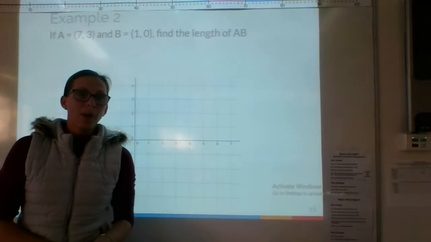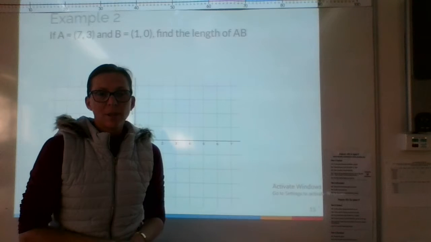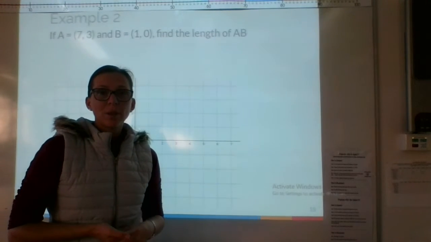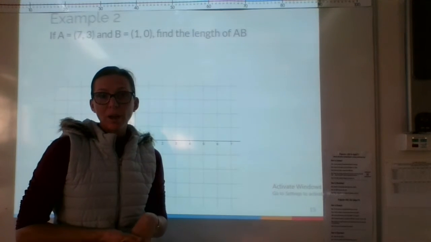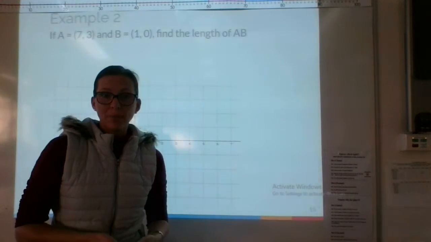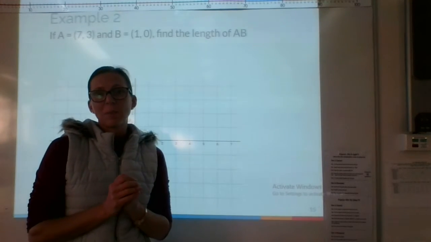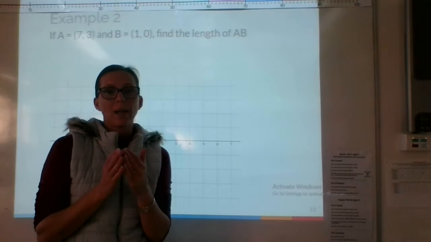Hi there. I'm going to show you how to find the distance between 2 points using Pythagoras. So our example says that if A is at the coordinate 7, 3 and B is at the coordinate 1, 0, find the length of AB. When we put two capital letters together, AB, that just means the distance between, the line between A and B.